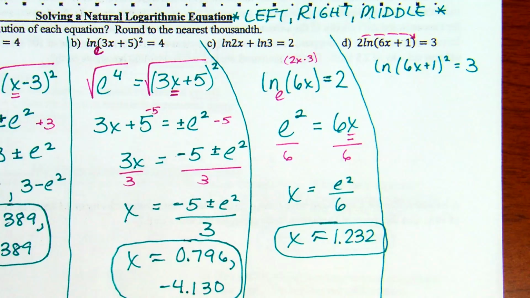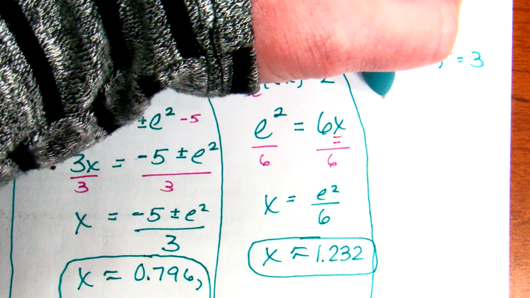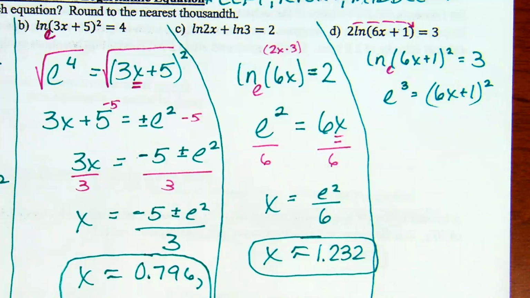Move it to the power. And so this is going to be the natural log of (6x plus 1) quantity squared still equals 3. Okay, now what? We have a log equal to another value. To solve it, left, right, middle, and what is that magical left? The invisible e. So left, right, middle is going to say e to the third equals 6x plus 1 squared.